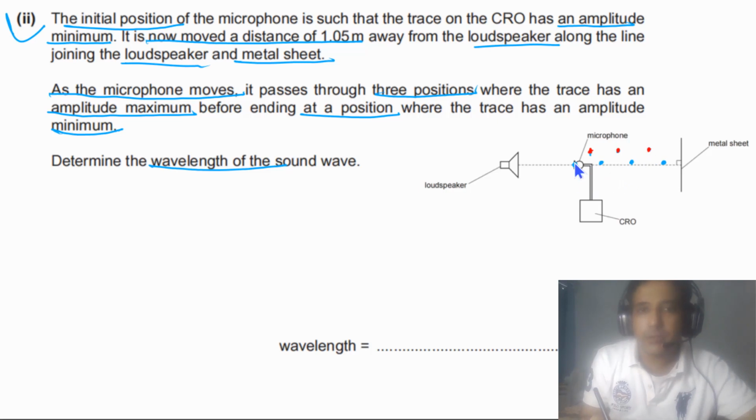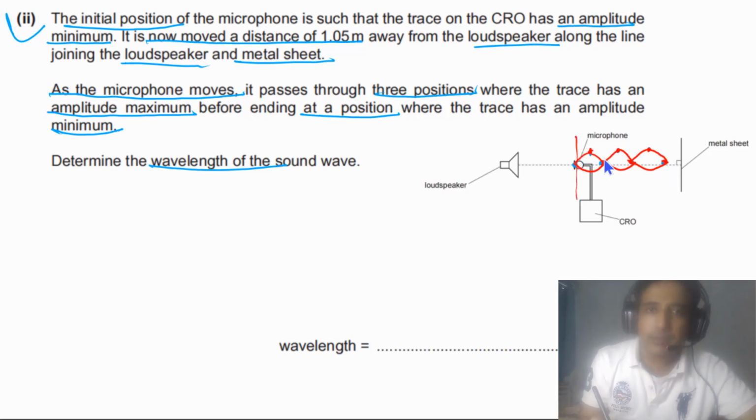Now we can draw the standing wave between them. It's a nicer way. You can simply draw like this. So let me redraw this part. So we have stationary waves. So this is how stationary wave will look like.